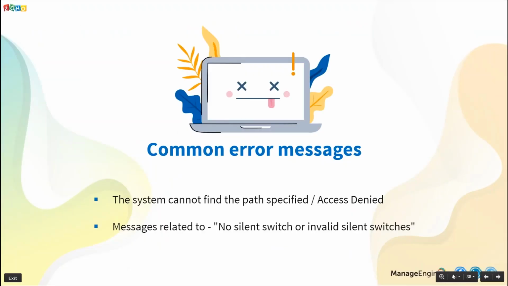The second error is messages related to no silent switch or invalid arguments. As I mentioned earlier, the best practice which I suggested, that is testing the arguments manually before updating them to the package, will remove this particular error. So please make sure the switches are tested manually first.